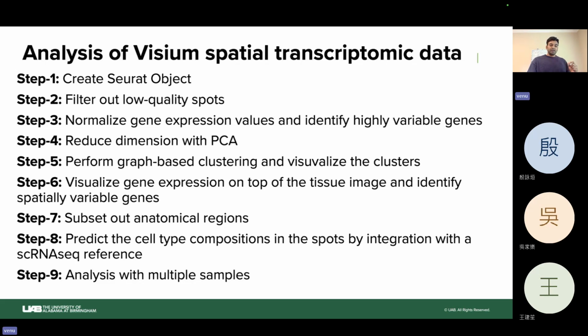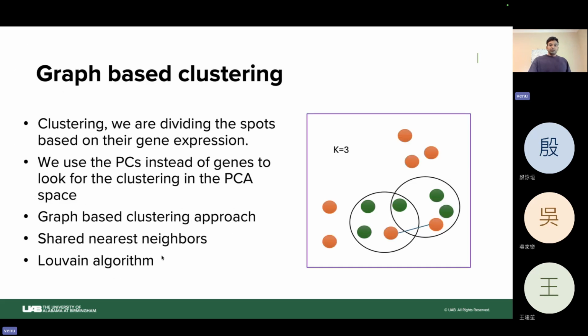Then, if we have multiple samples, you need to integrate all these samples and perform all these steps. So I think most of the single cell analysis and spatial analysis is similar.